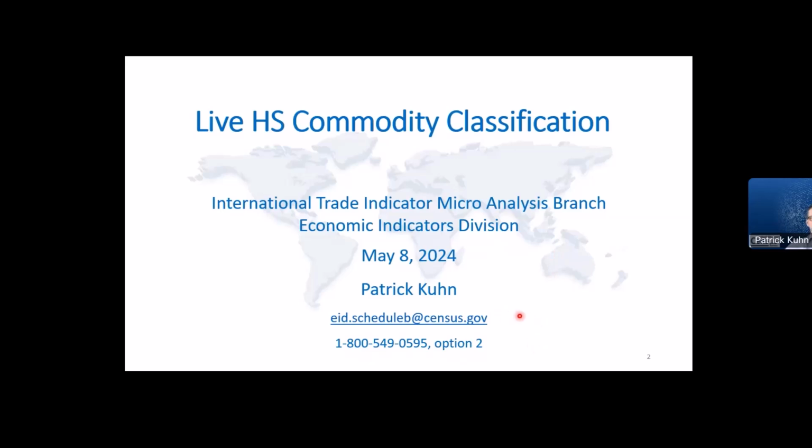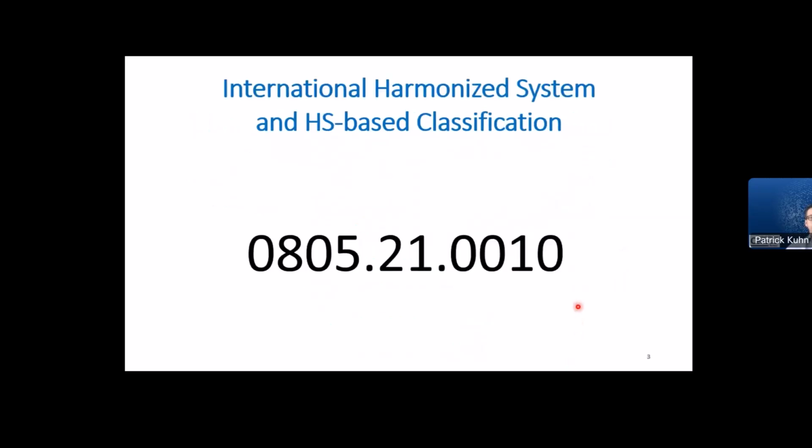But first, our contact information. If you do need to reach us for classifying your product or for any questions with export-related trade issues, feel free to email us at eid.scheduleb@census.gov. We also operate a call center at 1-800-549-0595. We are option 2. We do have other branches in Census that oversee the export regulations. So if you have a question about regulations, that's also on the call center. Or if you have a question about the AES branch and filling out your EEI, that's also an option on the call center as well. But this one is going to be on commodity classification.